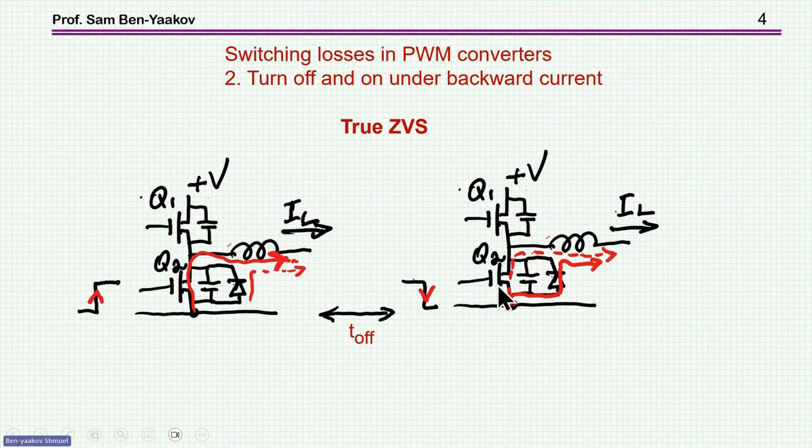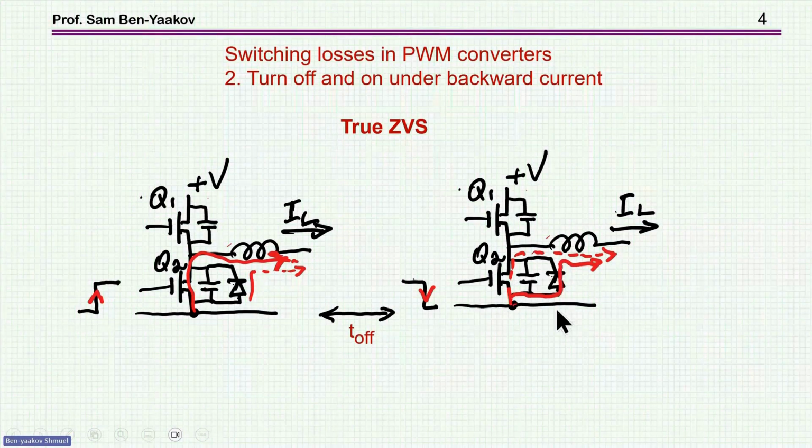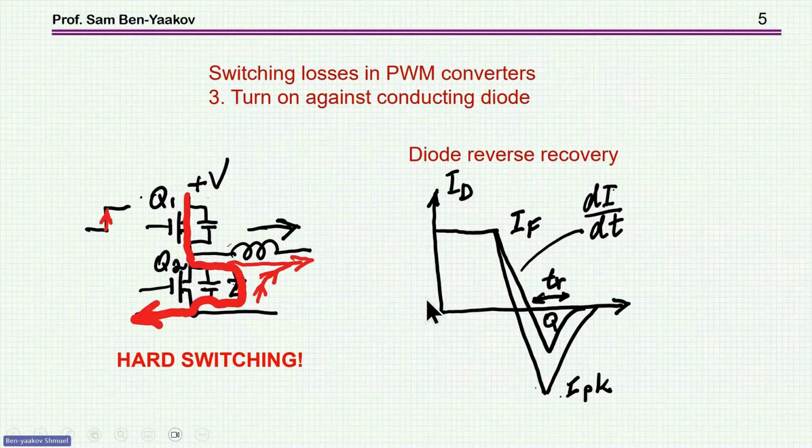Then again, I'm turning it off under zero voltage switching because there is the voltage of the diode only on the transistor. So this is the true zero voltage switching. Now comes the devil here, and that is this hard switching, which is the problem. This is the main problem in PWM. And that is because of the following.